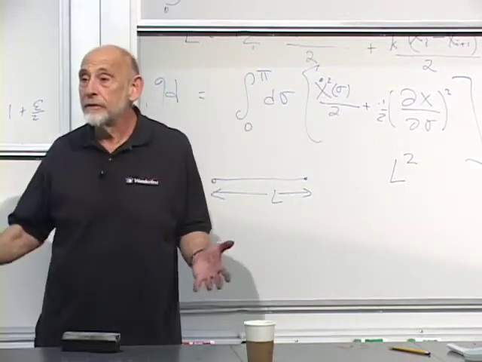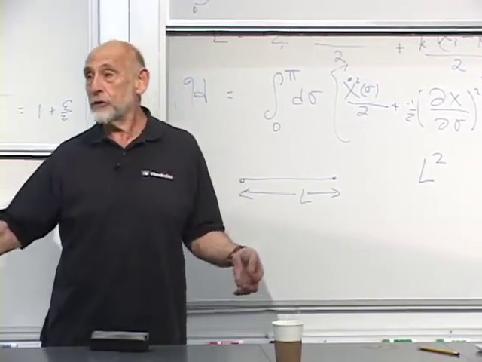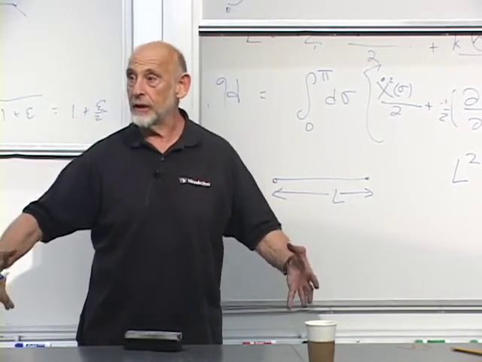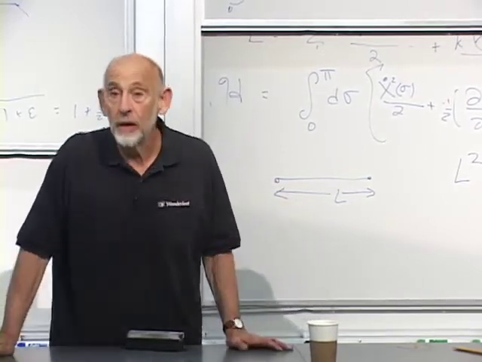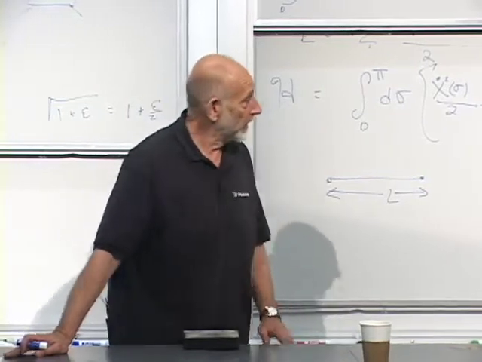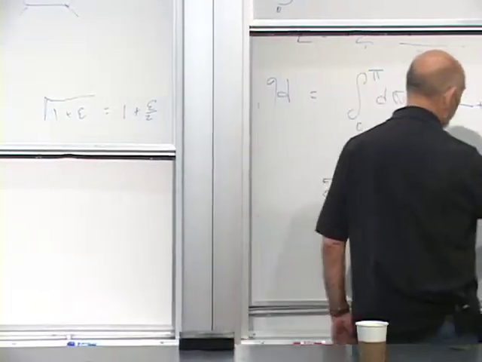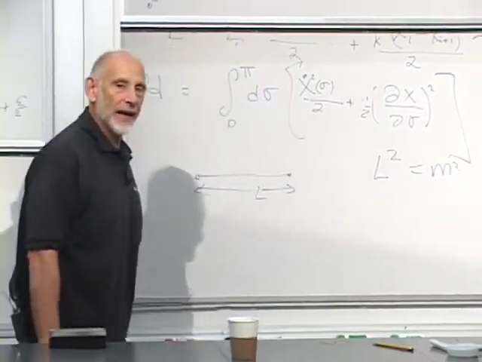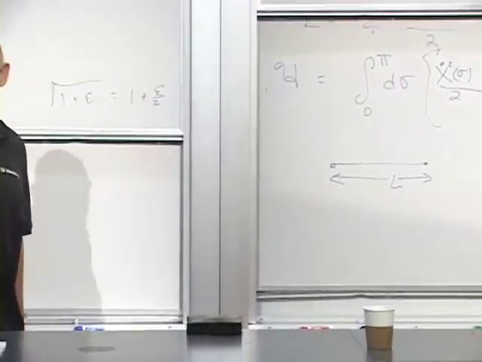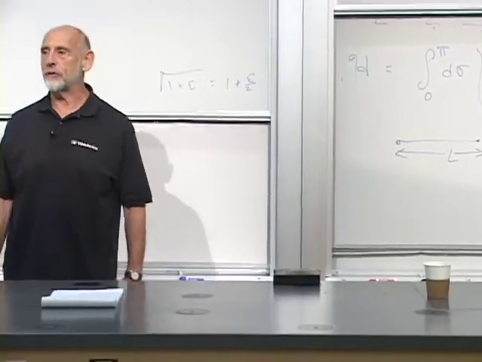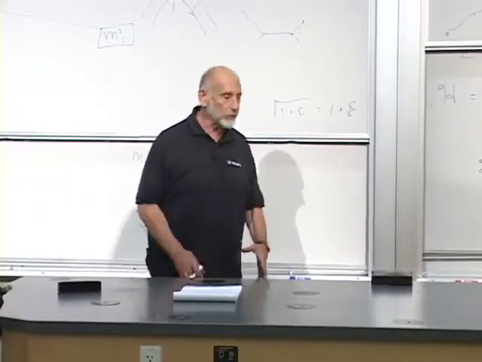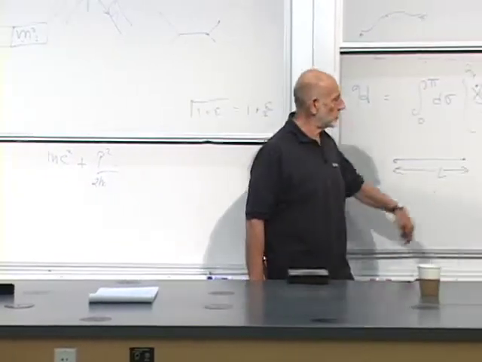This is Hooke's law for a string. If you stretch it out to distance L, the energy stored in it non-relativistically will be L squared. But that's what has to equal the mass squared. Now we know something interesting about the energetics of the string if we were to study it in the rest frame. In the rest frame of the string, the energy of the string is the mass.